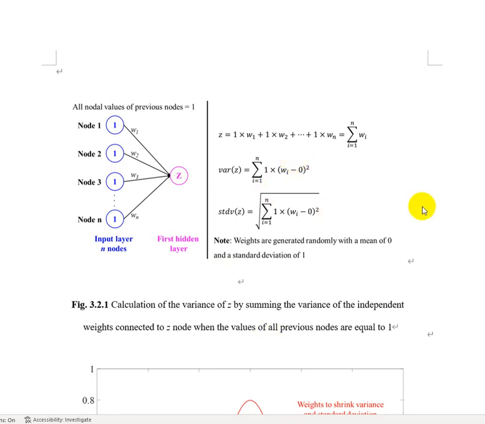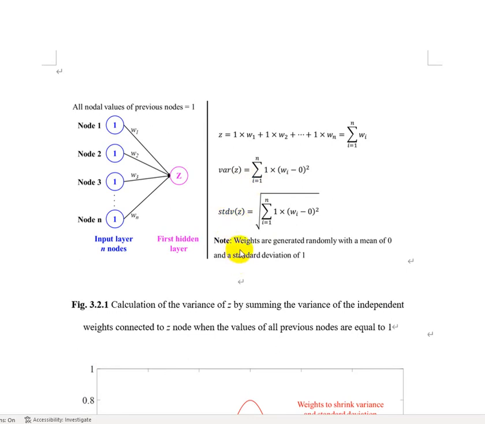The variance of the neural outputs will be sum of the variance of all independent weights you see here connected to at node Z when all previous nodal inputs of the previous layer are assumed as equal to 1. To the definition of variations, you see these formulas, and they are from each individual weights. Here, if the weights are applied to the nodal point of the previous layer, which are equal to 1. And standard deviation is calculated accordingly by this formula.